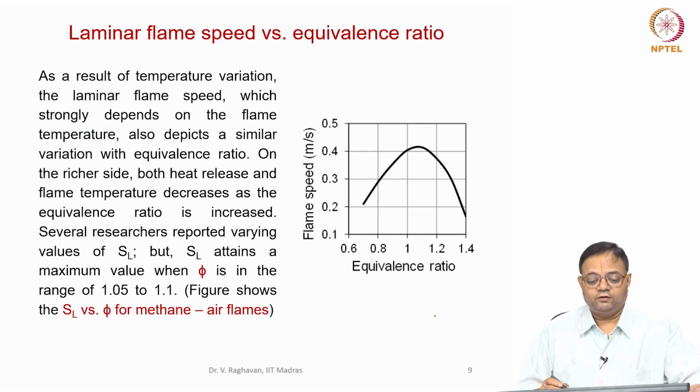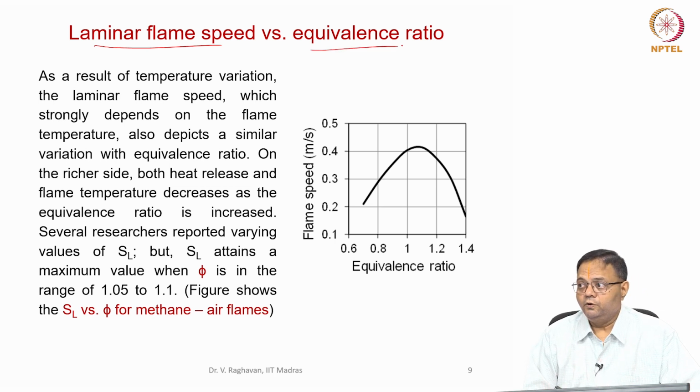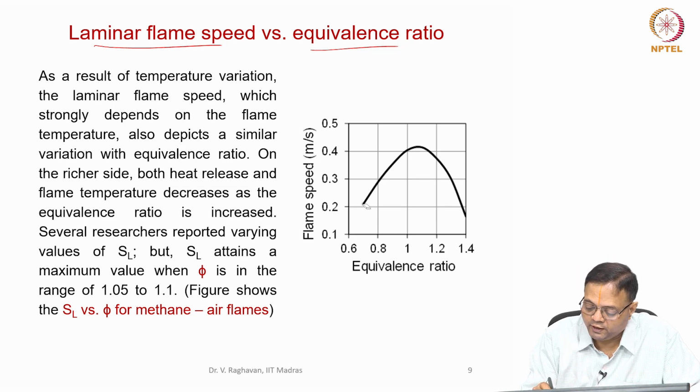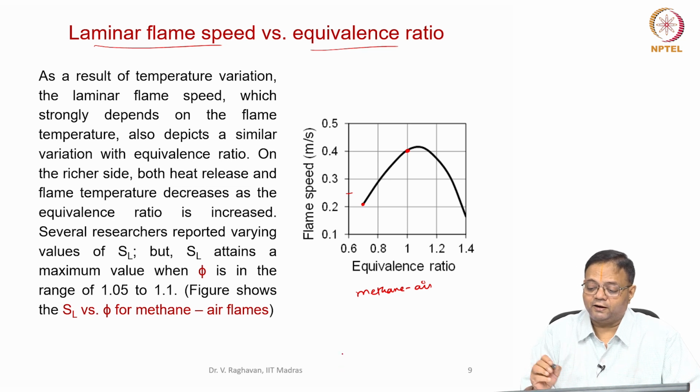Now let us see how the laminar flame speed changes with the equivalence ratio. Starting from 0.7, it is very low, just above 0.2 meter per second, about 0.21, let us say. Then at an equivalence ratio of 1, it is around 0.4 for methane-air. It is not the maximum.